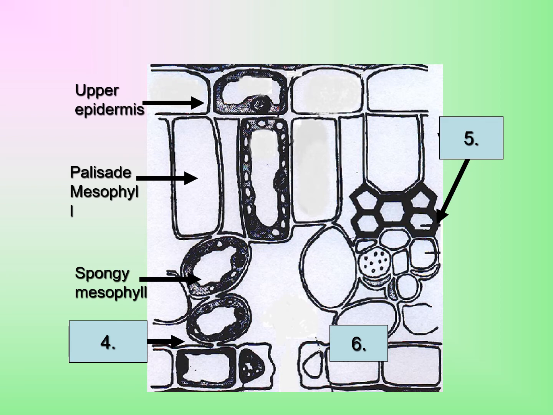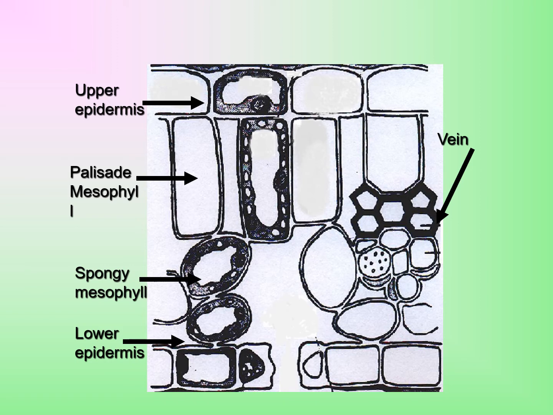And then we have the lower epidermis, and what's special about the lower epidermis is they have the guard cells and the stomata. And remember, we talked about the vein and having two different types of cells. For example, the xylem cells, which bring up the water for photosynthesis, and the phloem, which transports the glucose that we've made to all parts of the plant. And again, we'll learn about that in the next unit.